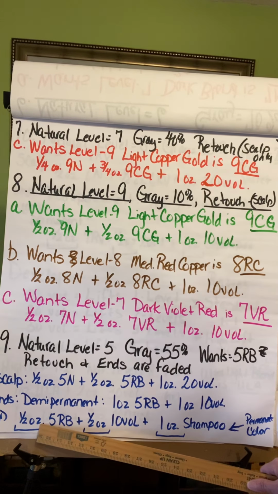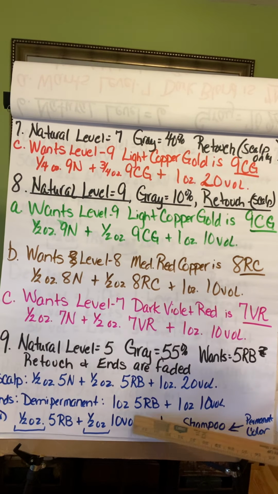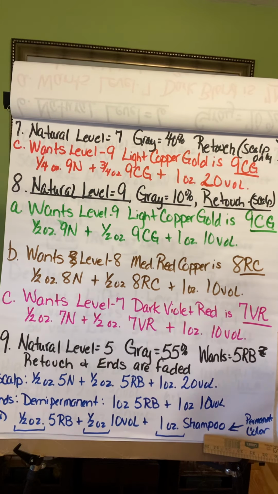So you have to add equal amounts of your color formula, which is 1 ounce. This part right here is 1 ounce of color. So you got 1 ounce of color mixed up in your bowl. If you're going to use permanent hair color, you have to use 1 ounce of shampoo to dilute it enough where it's not going to overprocess the ends.